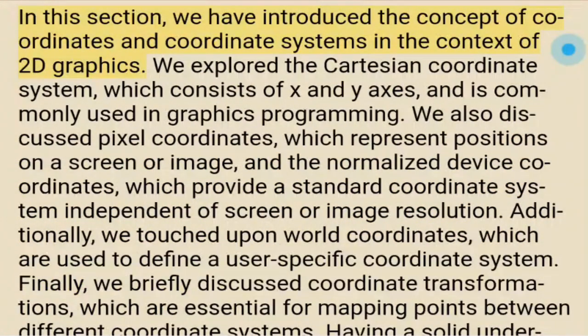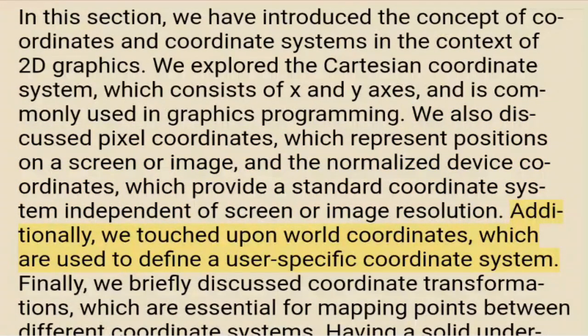Summary. In this section, we have introduced the concept of coordinates and coordinate systems in the context of 2D graphics. We explored the Cartesian coordinate system, which consists of x and y axes, and is commonly used in graphics programming. We also discussed pixel coordinates, which represent positions on a screen or image, and the normalized device coordinates, which provide a standard coordinate system independent of screen or image resolution.